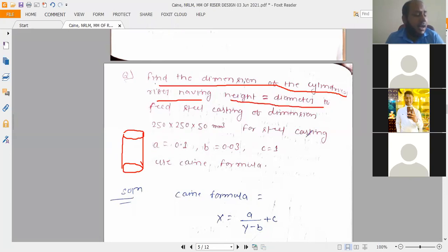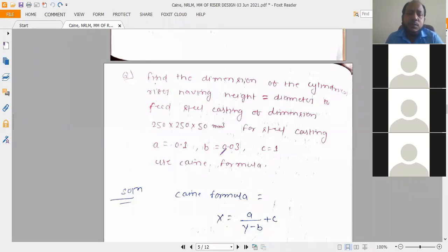If it is given that the height is equal to diameter, it means it is a type of side riser. It is not given, but we have assumed that the height is equal to the diameter. It is assumed to be a side riser because I have already seen above, in some proof or numerical analysis, that the height is equal to the diameter. It is a side riser.